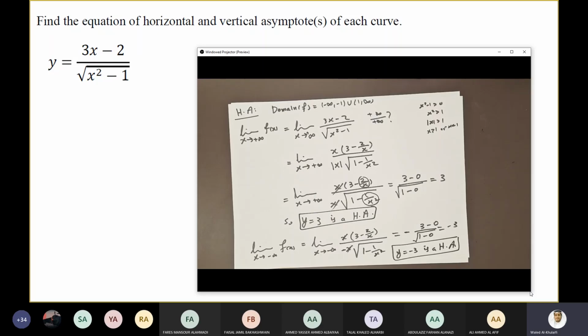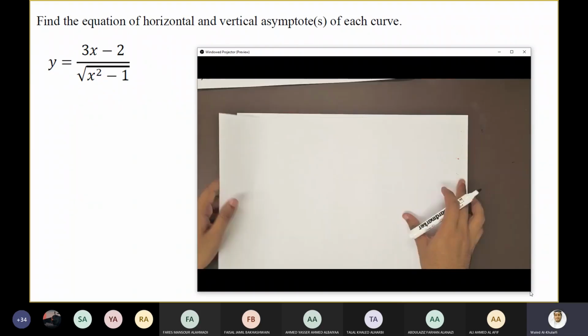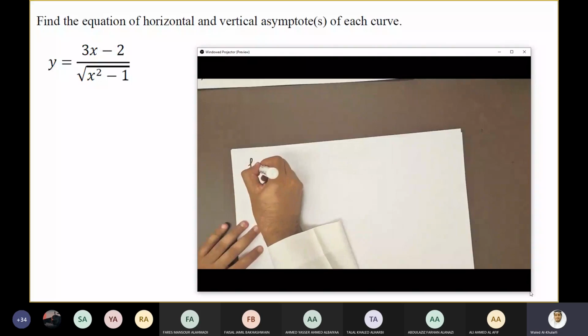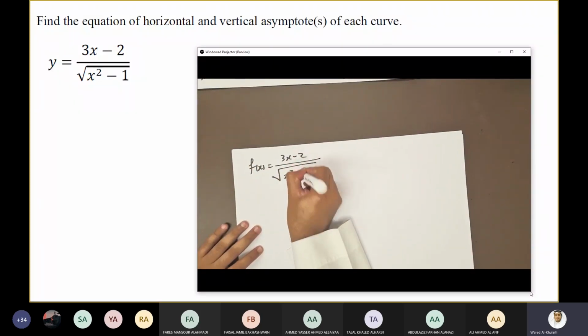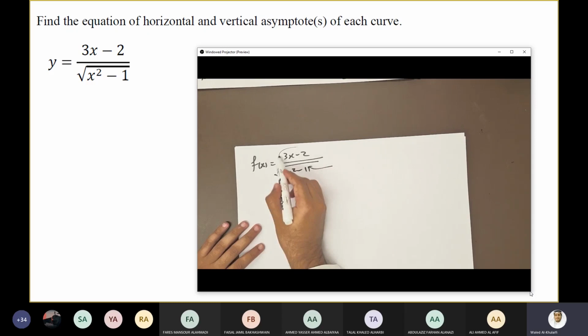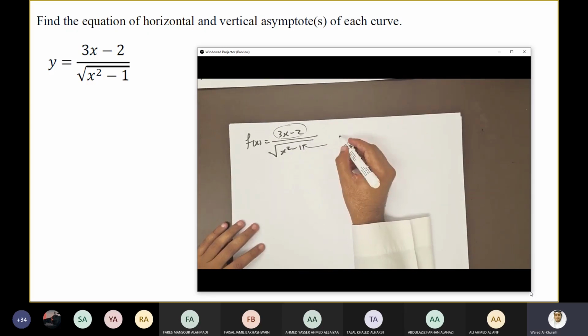I'm not done. I have to investigate the vertical asymptotes, and I think it's clear. What are the vertical asymptotes? If I have f of x equal to 3x minus 2 over the root of x squared minus 1, I will look for the zeros of the denominator. The denominator is fine, there is no problem, but I will look for its zeros. And what are the zeros, shabab?